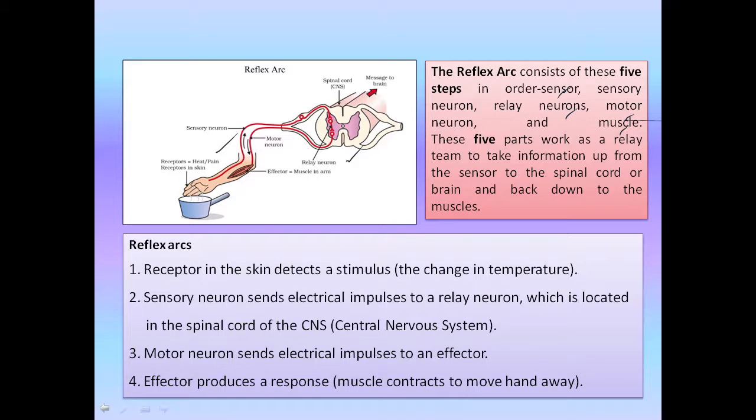So in brief, we can say what the reflex arc is. Number 1, a receptor in the skin detects a stimulus, that is, a change in temperature. Sensory neuron sends an electrical impulse to the relay neuron, which is located in the spinal cord of the central nervous system. Then the motor neuron sends an electrical impulse to an effector, and the effector produces a response, that is, the muscle contracts to move the hand away. This is about the reflex arc.